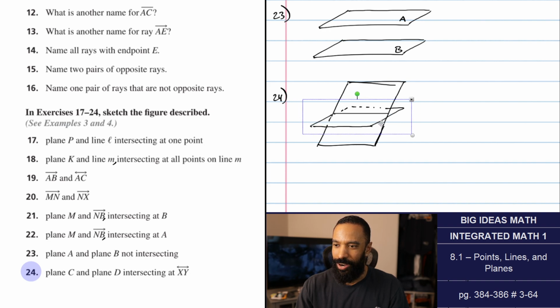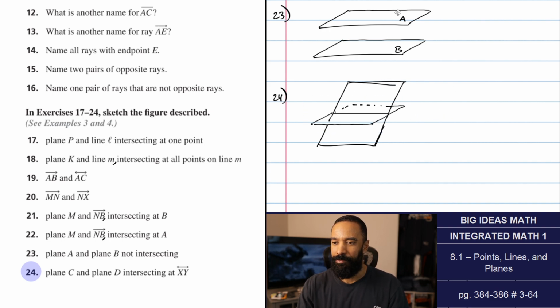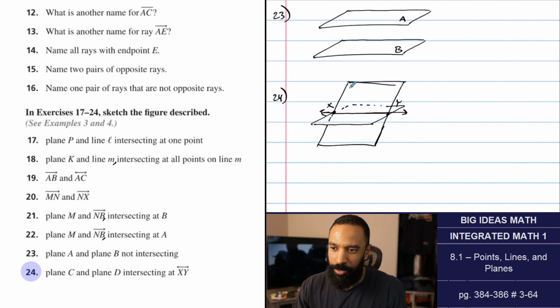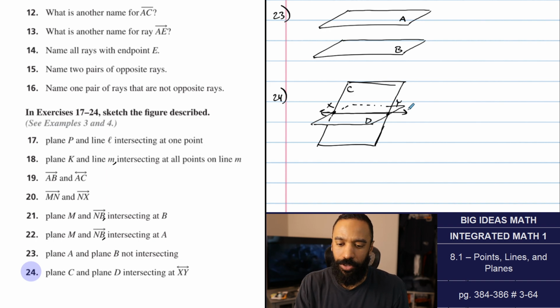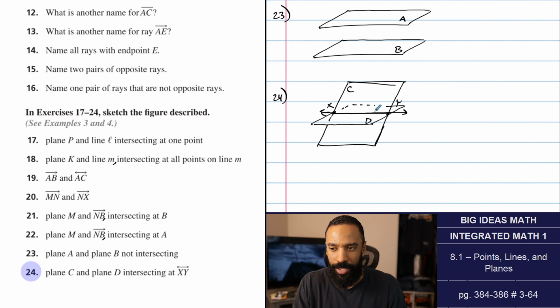There we go. All right. So I'm going to have them boom like that. Now they're intersecting at this line XY. And to make it a line, you probably want to extend this farther. So boom. This is line XY, as best I can do with that. This is going to be plane C and plane D like that. Boom. So that can get a little confusing, especially when I constructed it. But that plane with that plane intersecting at that line.